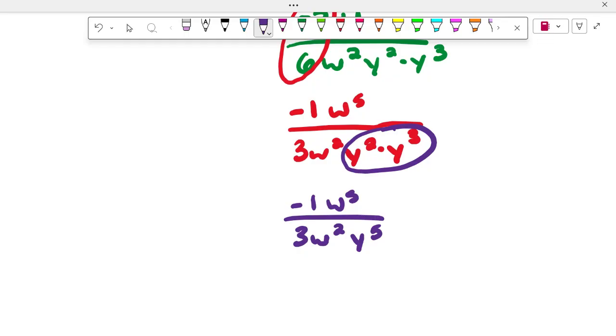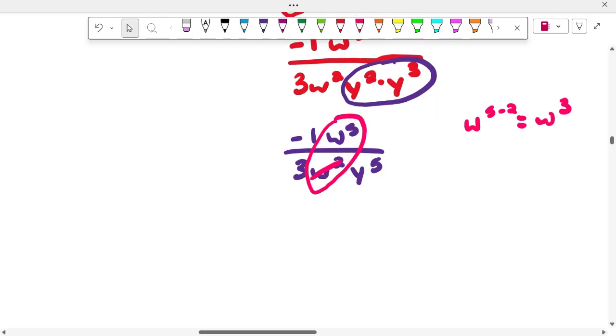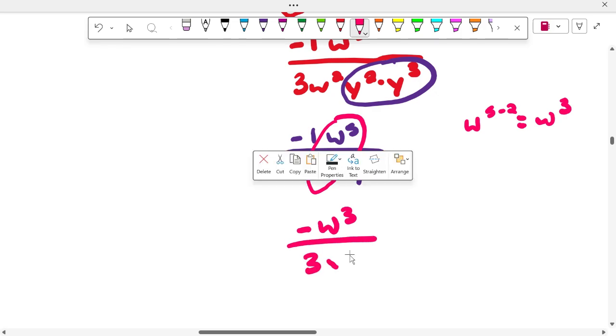What's the last rule? Well, that's the last rule. We've got to do this quotient rule. So if I do big minus small, that's 5 minus 2, so w cubed. Where's it going to go? On the top. So your final answer would be -w cubed over 3y to the 5th.